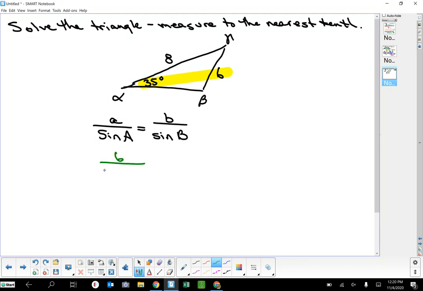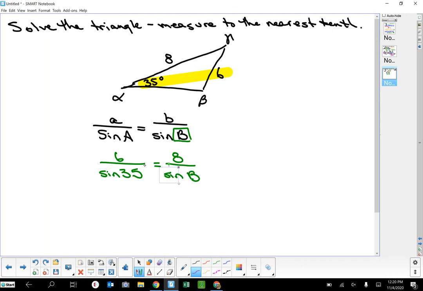The angle A is 35, so this is sine 35. Side B is 8. We don't know angle B. That's what we're trying to find out. Sine of B, or beta in this case. All right, so we're going to cross multiply.